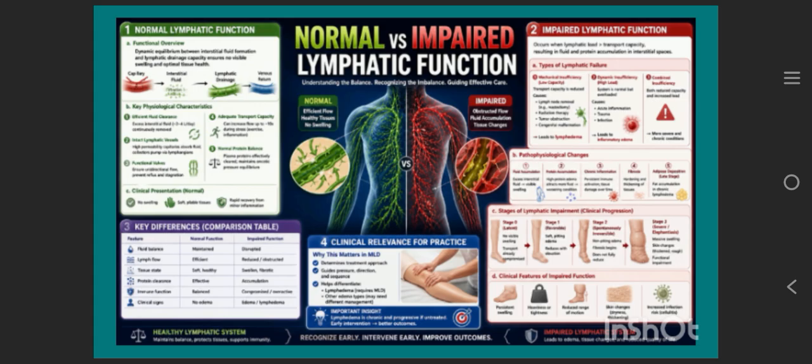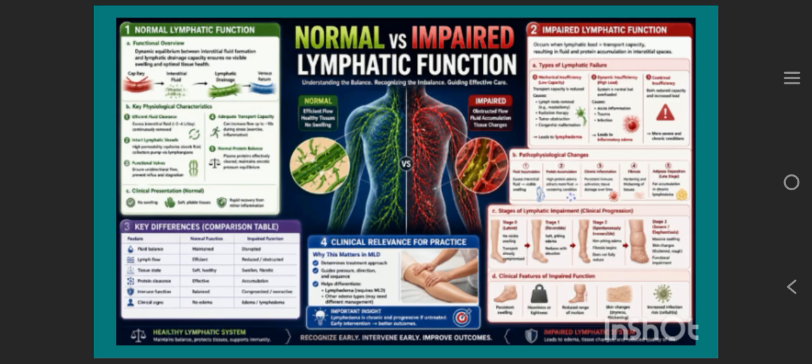The third lymphatic failure type is combined insufficiency, with both reduced capacity and increased load. Both happen in combined insufficiency. This is a more severe and chronic condition. These are the three types of lymphatic failure. First is mechanical insufficiency, that is low capacity. Second is dynamic insufficiency, that is high load. And combined insufficiency, where capacity is reduced and load is increased. That is the more severe chronic condition.